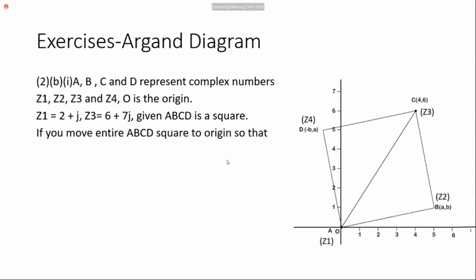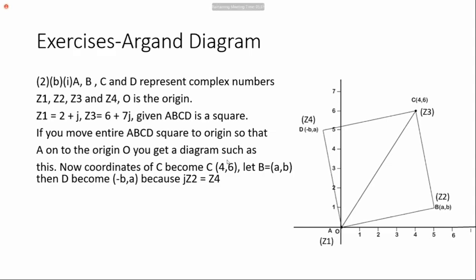Given ABCD square, if you move the entire ABCD square to the origin so that A is onto the origin, you get a diagram such as this. Now the coordinates: C becomes 4 comma 6, then B equals a comma b, then D becomes minus b comma a, because Z4 is Z2 rotated by 90 degrees. This is Z2, no? Now you see the addition of these two complex numbers, Z4 and Z2, equals Z3. That's the addition of two complex numbers. So Z2 plus Z4 equals Z3.